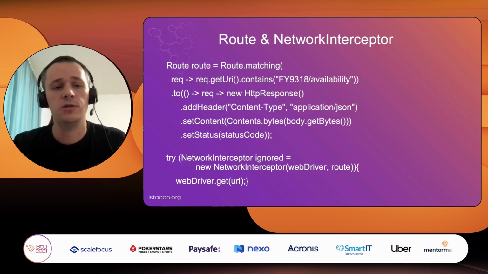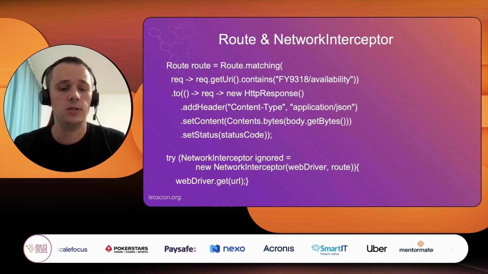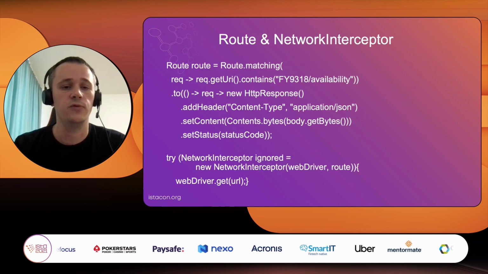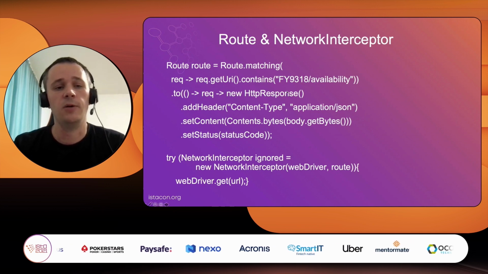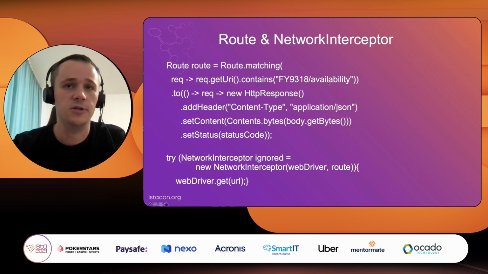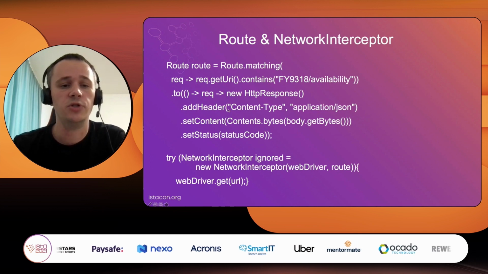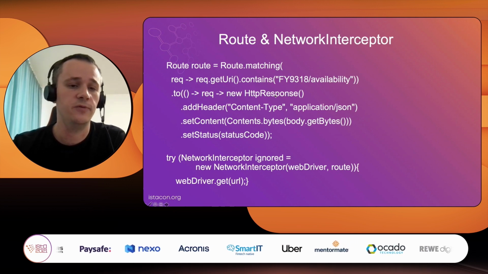Next example is using a root abstract class and network interceptor. This is another way you can modify the response of your application. For example, I'm checking for a certain substring in my API calls, and if there is a match, then I'm changing the respective response.